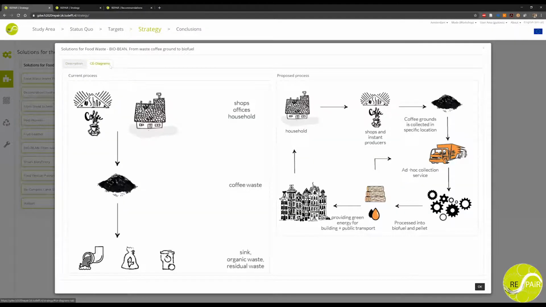In here, we can see two schemes: the current process of coffee grounds waste and the proposed process in the solution. The current process is linear and finishes at a disposal and perhaps landfill or incineration plant. The proposed process follows a more circular path in which the coffee grounds are collected, transported, processed, and turned into renewable energy.